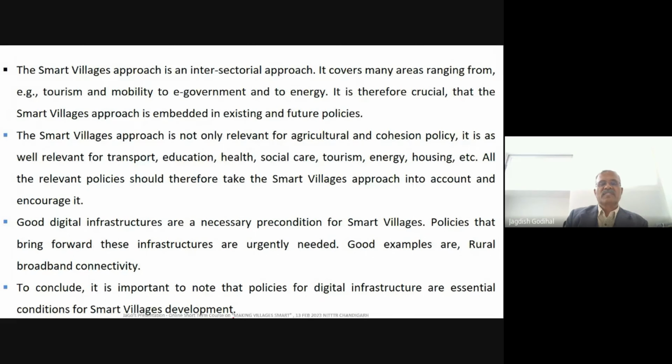Good digital infrastructure is a necessary precondition for smart villages. Policies that bring forward these infrastructures are urgently needed. Good examples are rural broadband connectivity, as the Government of India is doing, connecting all villages. To conclude, it is important to note that policies for digital infrastructure are essential conditions for smart village development. So this is my summary of the talk I have given for 1.5 hours, almost 1 hour 25 minutes.